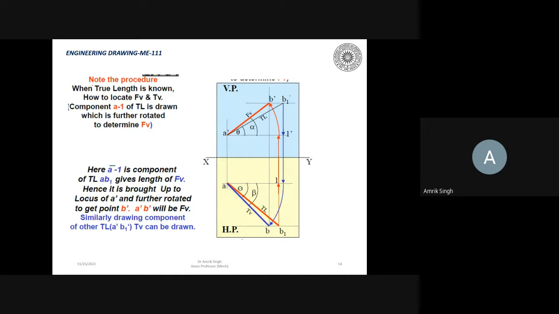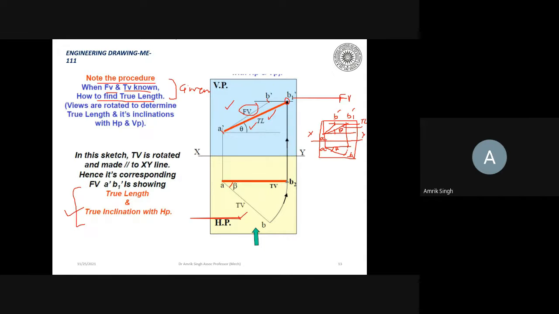Now it is the second step. Note the procedure. When the true length is known, in the previous slide the front view and the top view was known. How to find the true length? So this was our question. समझ में आ गया? Yes, sir. So this was our question.